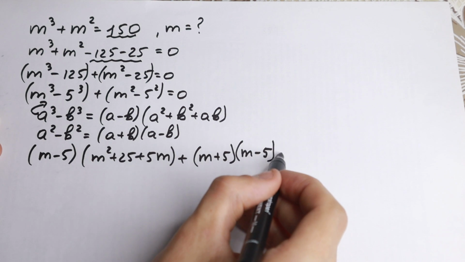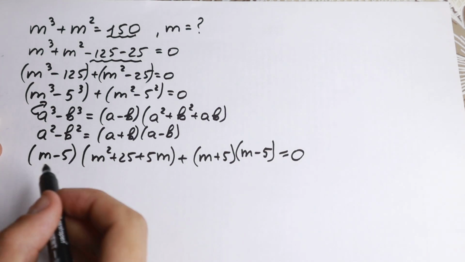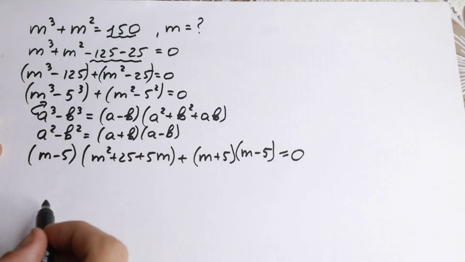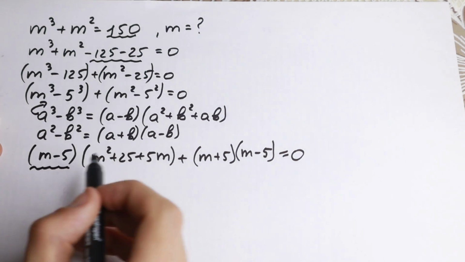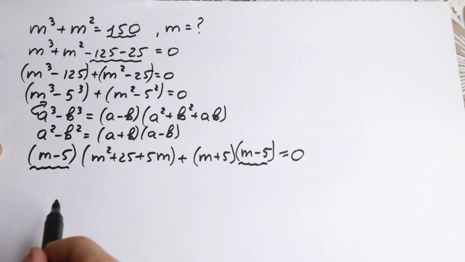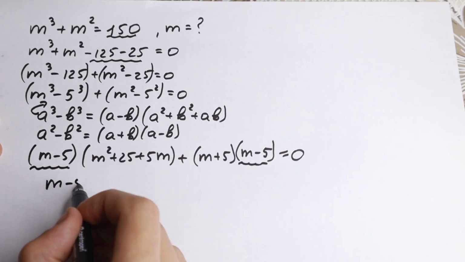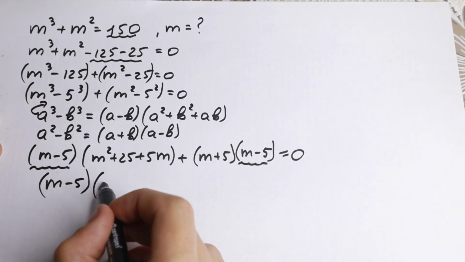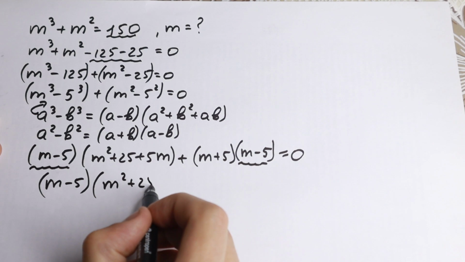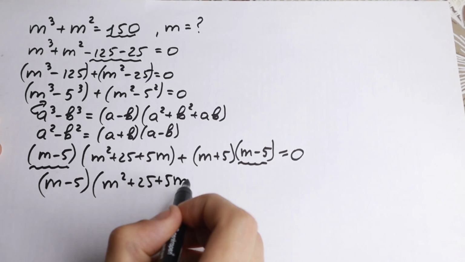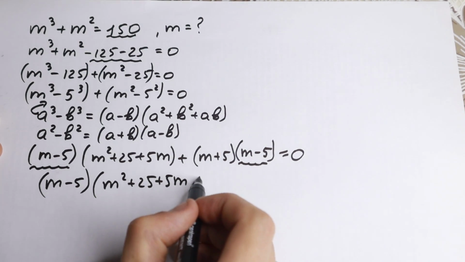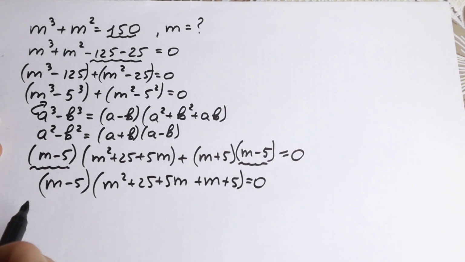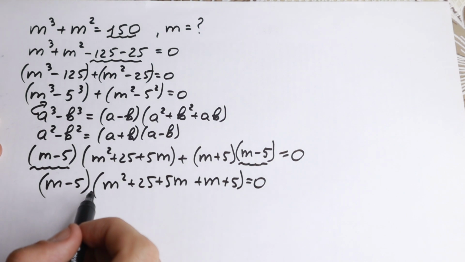A lot of students ask me why we write this formula. But if you look closely, m minus 5 and m minus 5, we can easily factor it out. So m minus 5, and in parentheses, we will have from here this expression m squared plus 25 and plus 5m. And from here, we will have plus m plus 5 equal to 0. And as you can see, we factored this equation.